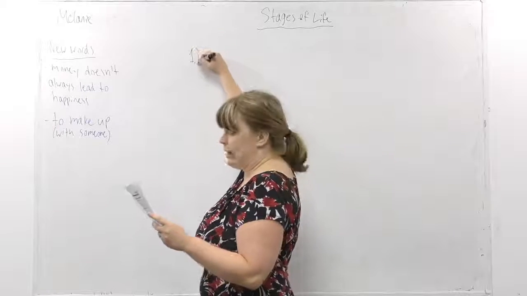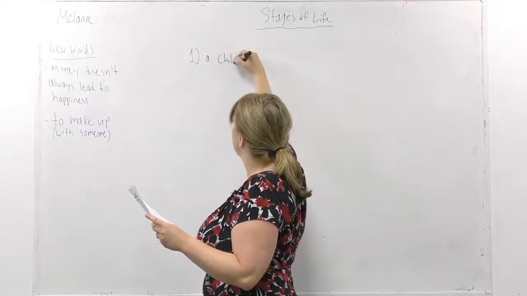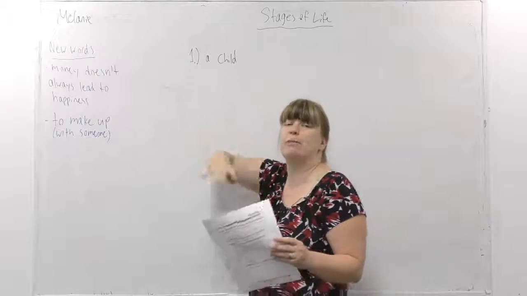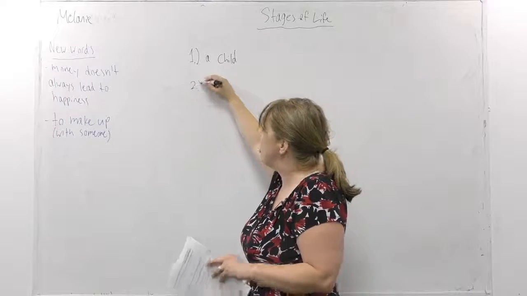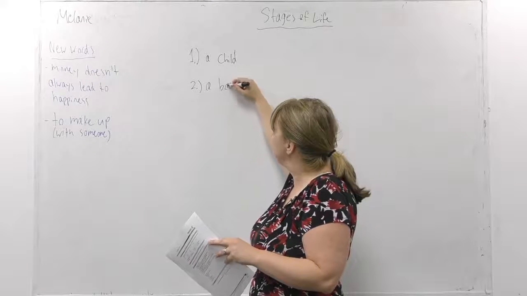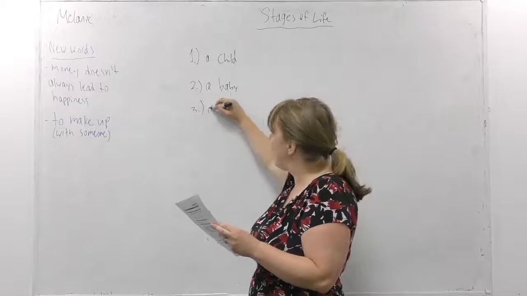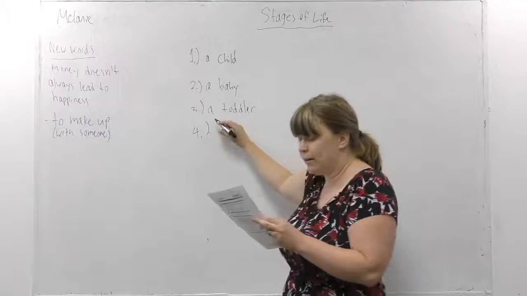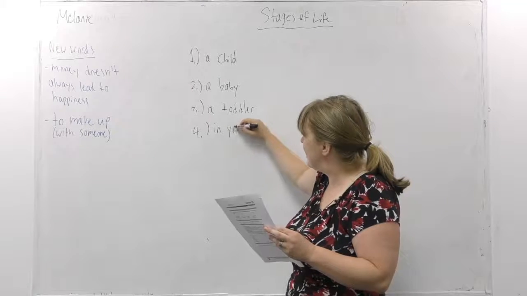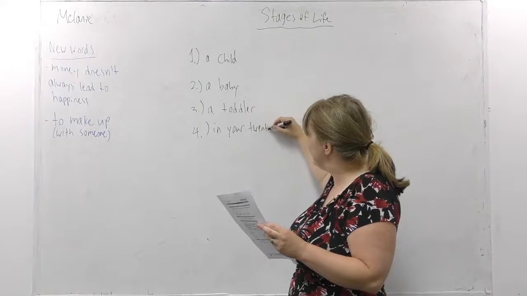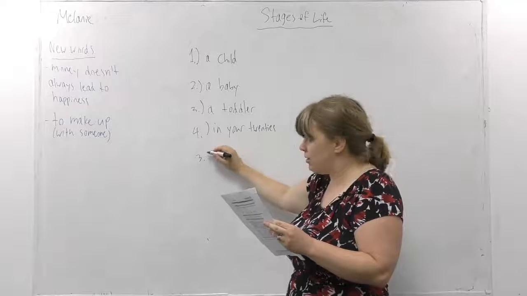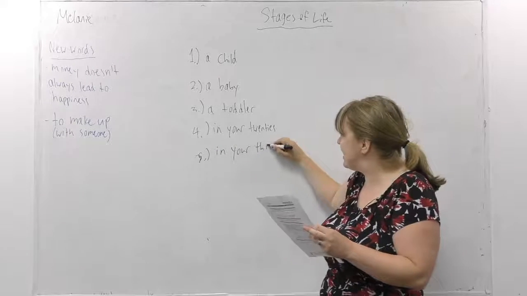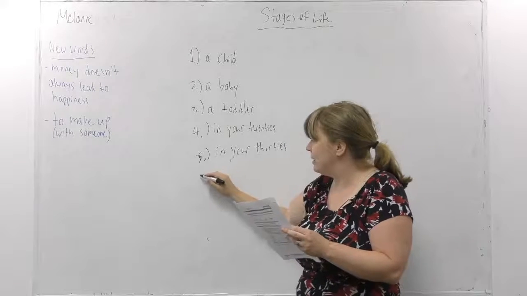Okay, so number one, we have a child. Okay, remember, we're using indefinite articles because we're talking about not just any child. Number two, a baby. Number three, a toddler. This could be a new word for you guys. Number four, in your 20s. Number five, in your 30s. That's me. Ha ha ha. Number six.